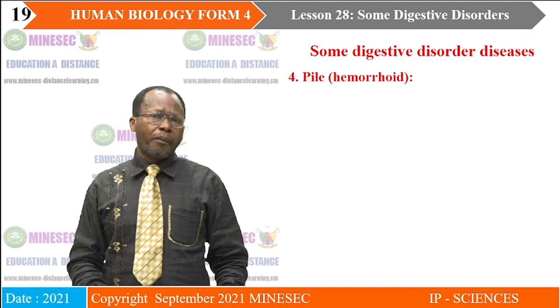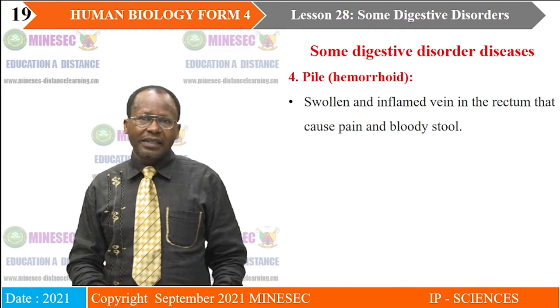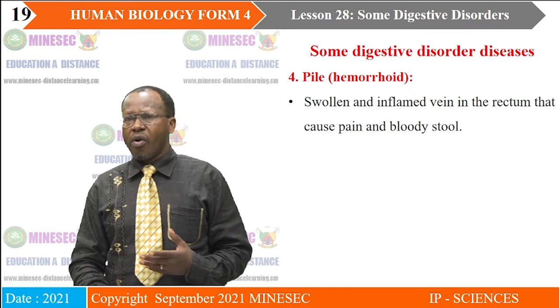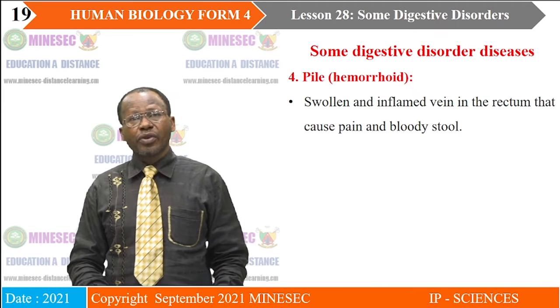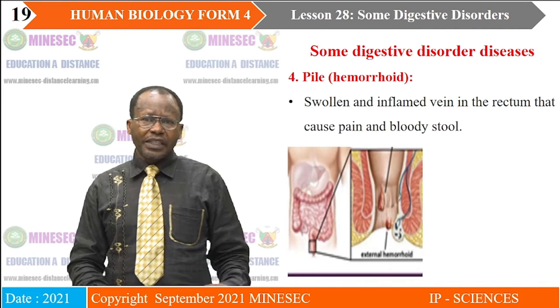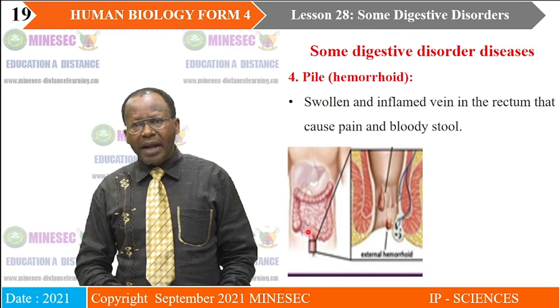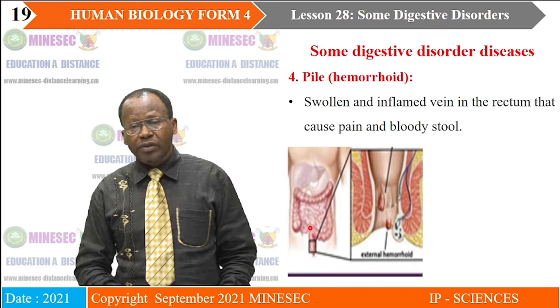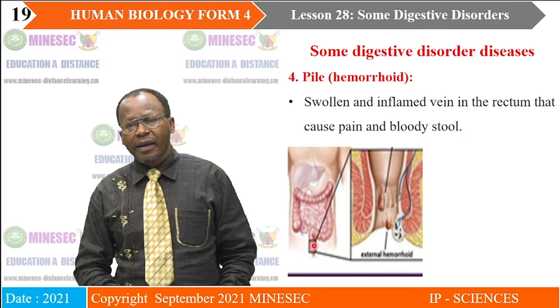We also have what we call pile or hemorrhoid. It is the swelling or inflammation of the veins around the rectum, and this causes pain and also bloody stool. In this situation, you can see the rectum here. It becomes inflamed. If we magnify this rectum, that's the part which is to the exterior of the anus, you see it like this. This is the part here which has been magnified up like this, so you can see how these sides are inflamed.